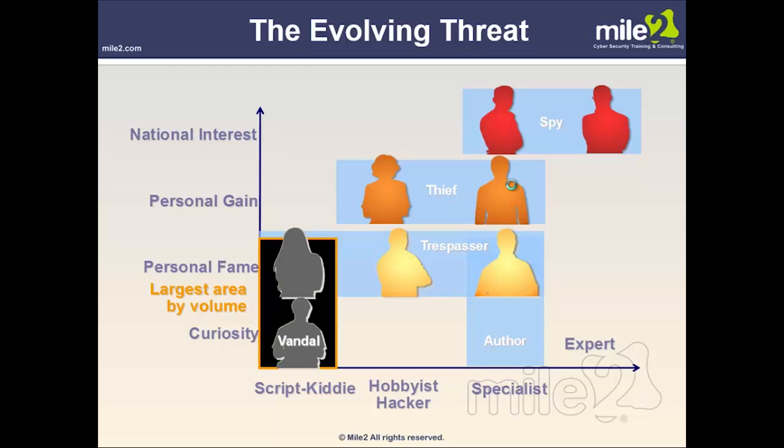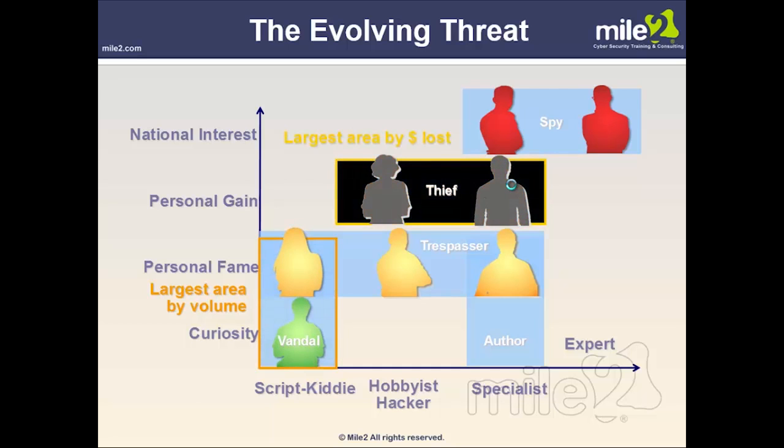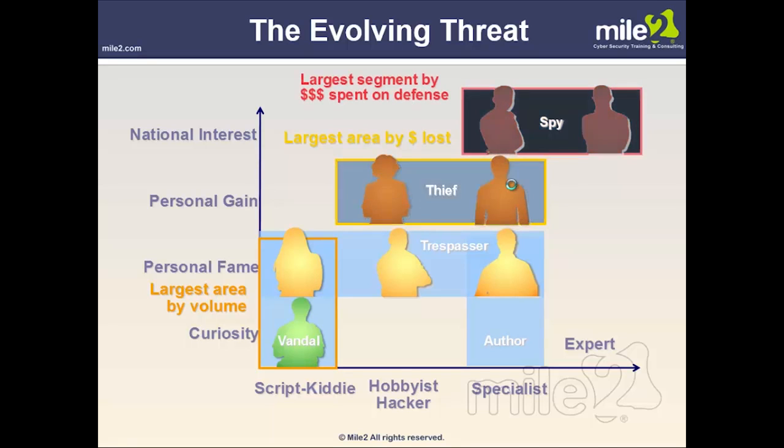All right, so anyways, when we're talking about the evolving threat, there are different types of folks out there. We have, of course, the script kiddie, who starts out doing it for curiosity, personal fame, and so forth. The next up is going to be the thieves. These are going to be your hobbyist hackers and so forth. They generally would do it for personal gain a lot of times, maybe for the money. However, when it comes down to it, the spies are going to have the largest segment by dollars spent on defense, and they might have national interest in mind, right? So we have lots of different types of threats out there.